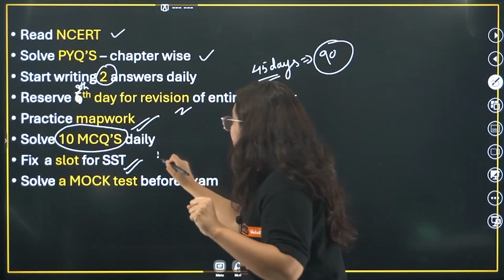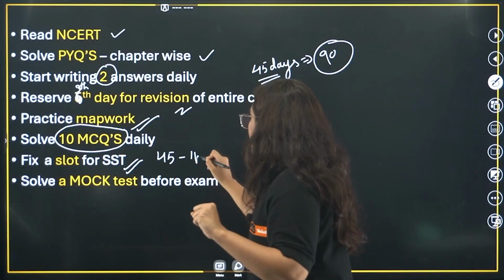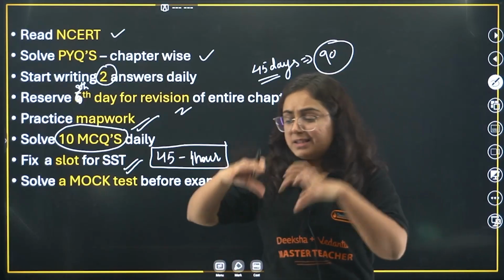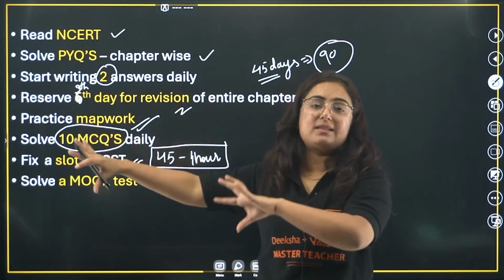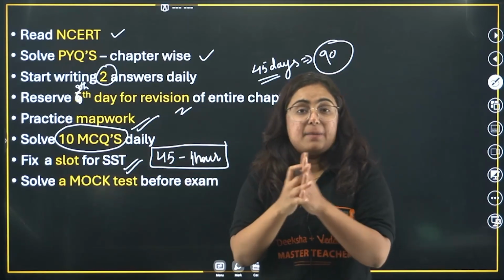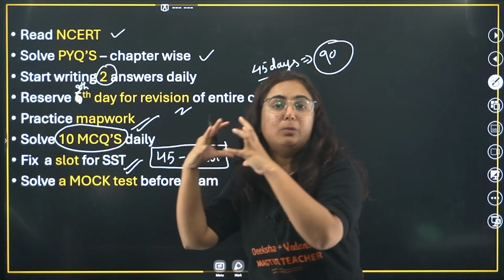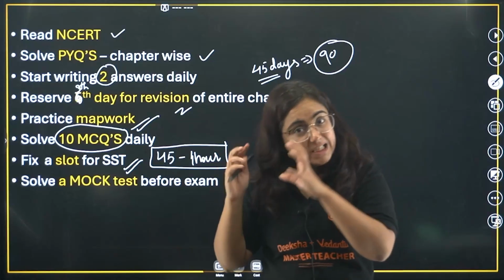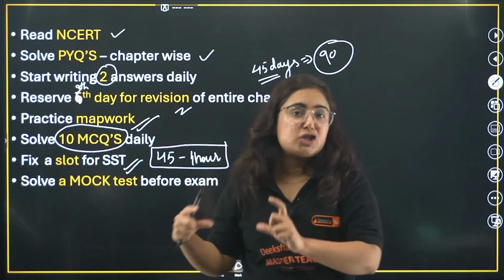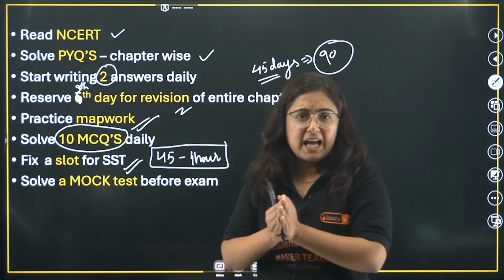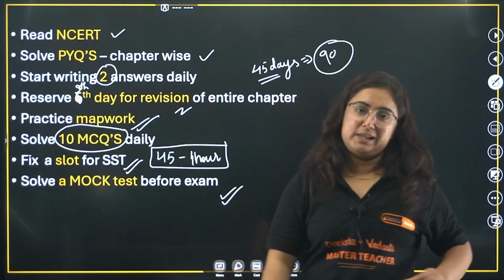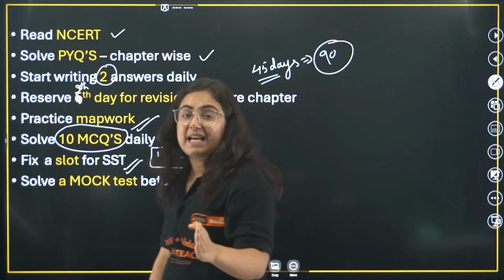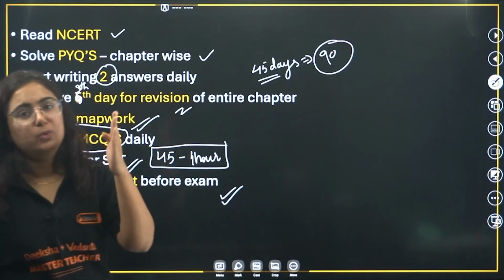I would suggest that you fix just one slot of 45 minutes to 1 hour for SST. Anyhow, I will be doing SST in this time. And I particularly suggest students, before going to bed, when you're wasting time using the phone, those 45 minutes can change your SST marks for sure. And before you enter your half yearly exam, have a mock test first. This will analyze where you stand.